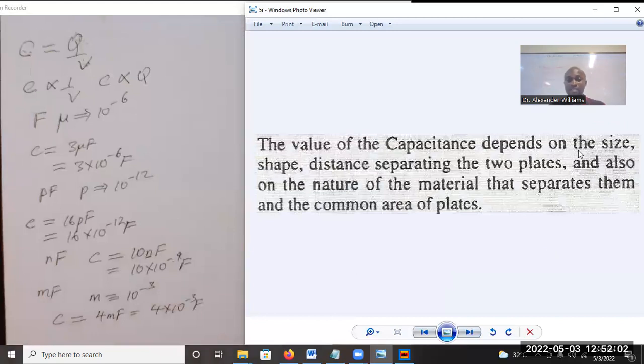The value of the capacitance depends on the size, shape, distance separating the two plates, and also on the nature of the material that separates them, or the common area of the plates. Now, depending on the size of the capacitor and the shape, that affects the capacitance of the capacitor.